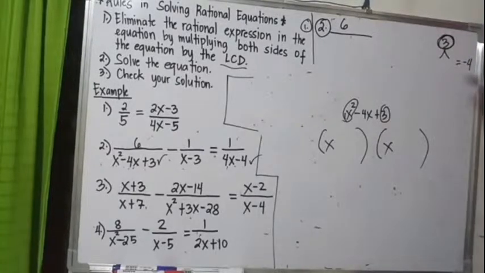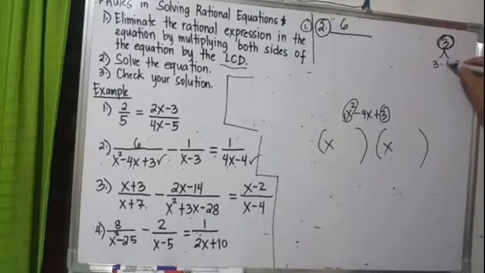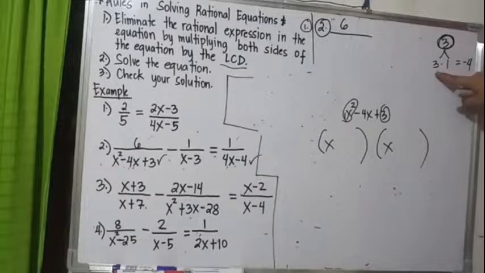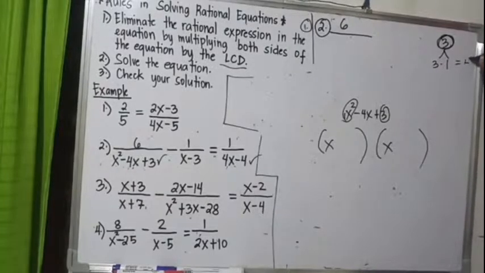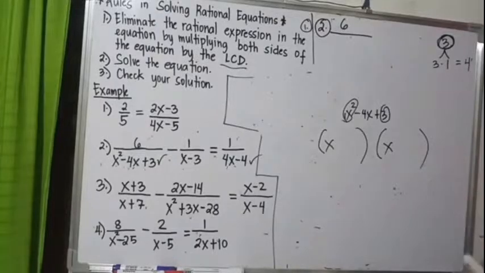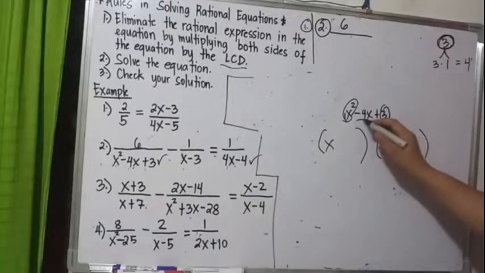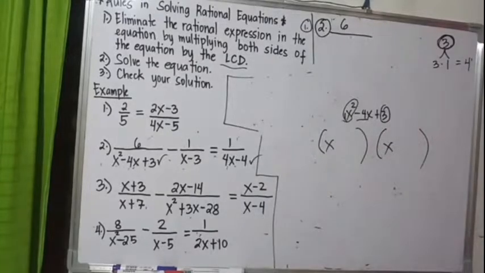So hanapin natin yung factor ng 3. So that is 3 times 1, diba? 3 times 1, the result is positive 3. Then if you add these two numbers, the result is positive 4. But ang hinahanap natin pag i-add ang dalawang numbers, dapat ang result is negative 4. Okay, negative 4.